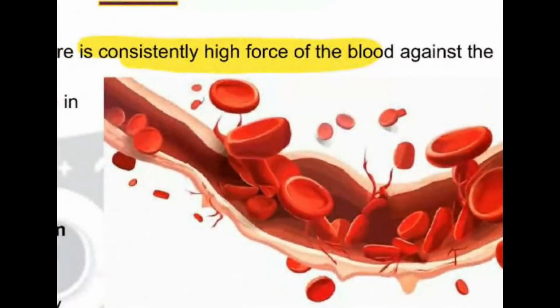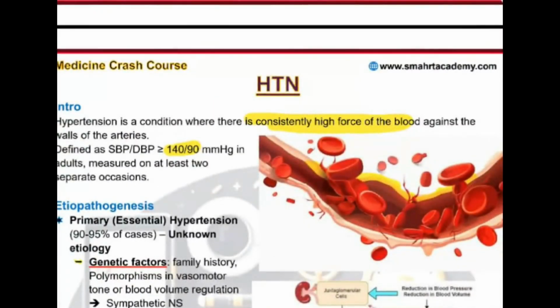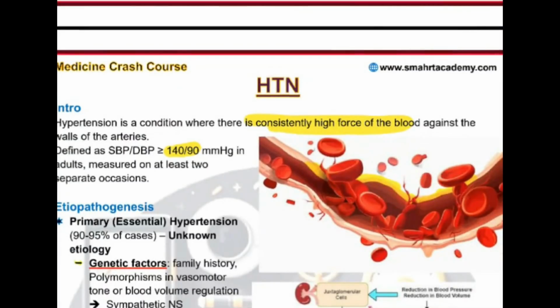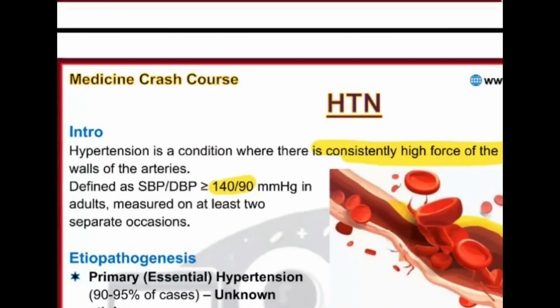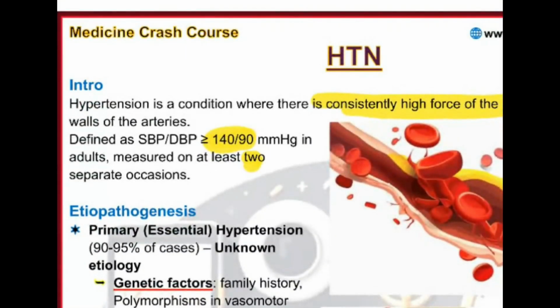As a result, see what will happen. The artery wall will get damaged. Damage to the arterial wall. Because of this only we are seeing a lot of complications. Hypertension is a condition in which there is a consistently high force of blood against the walls of arteries. How much is the force? Pressure we measure, 140/90. Generally we say more than 140/90 on at least 2 separate occasions.